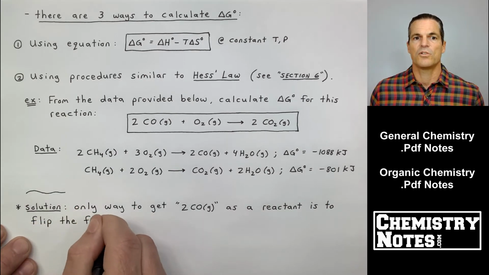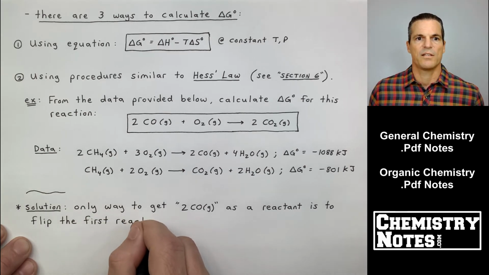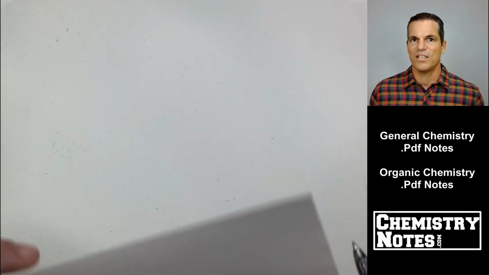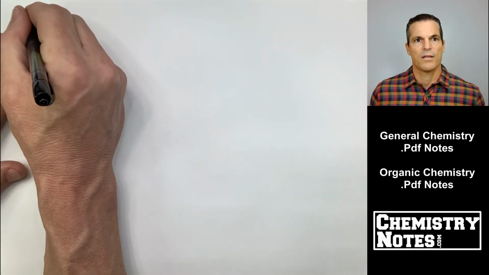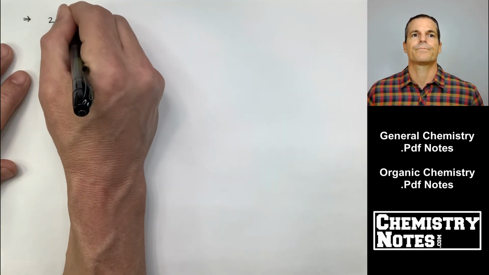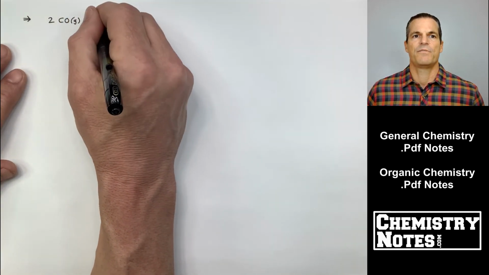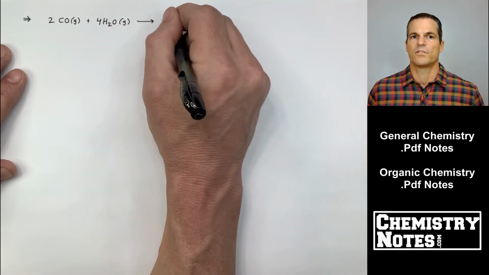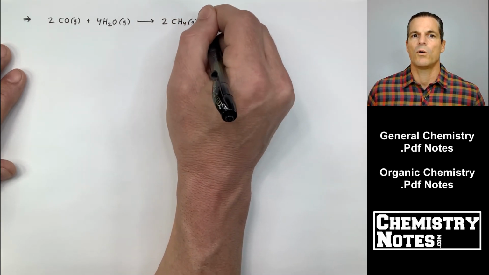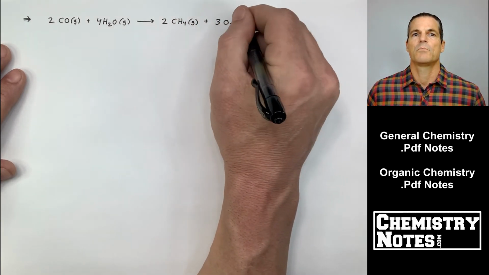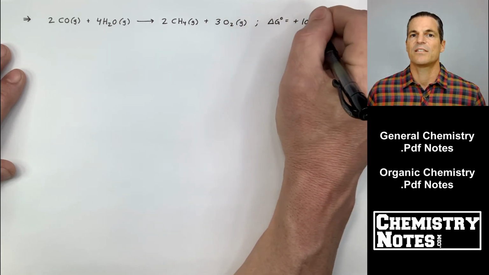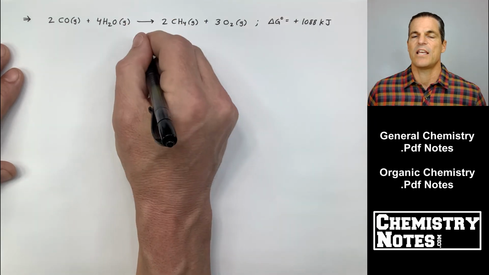So the solution, there's more than one way to approach these, but for me, I noticed that the only way to get 2 moles of CO was a certain way, right? So here's what I'm going to do. The top of the next page of notes here, we have 2 moles of CO plus 4 moles of H2O yields 2 moles of CH4 gas plus 3 moles of O2. Okay, so delta G for this is plus 1088 kilojoules.